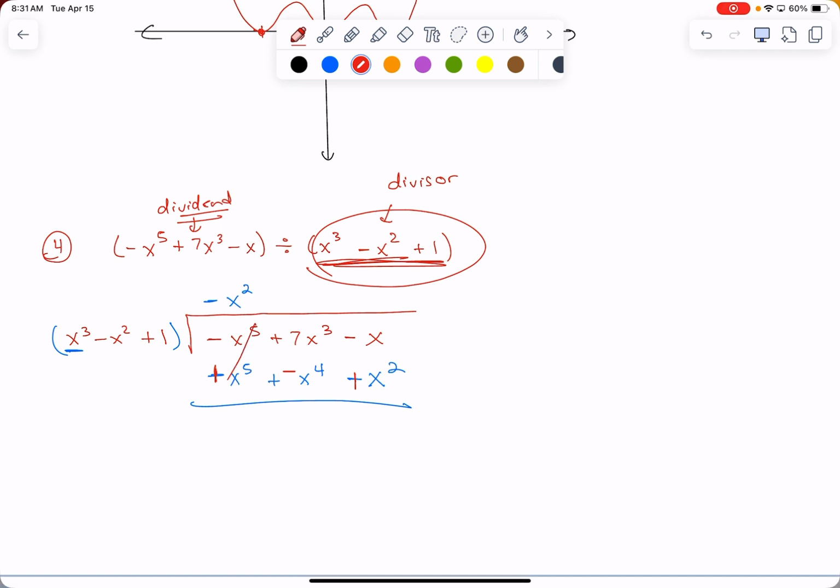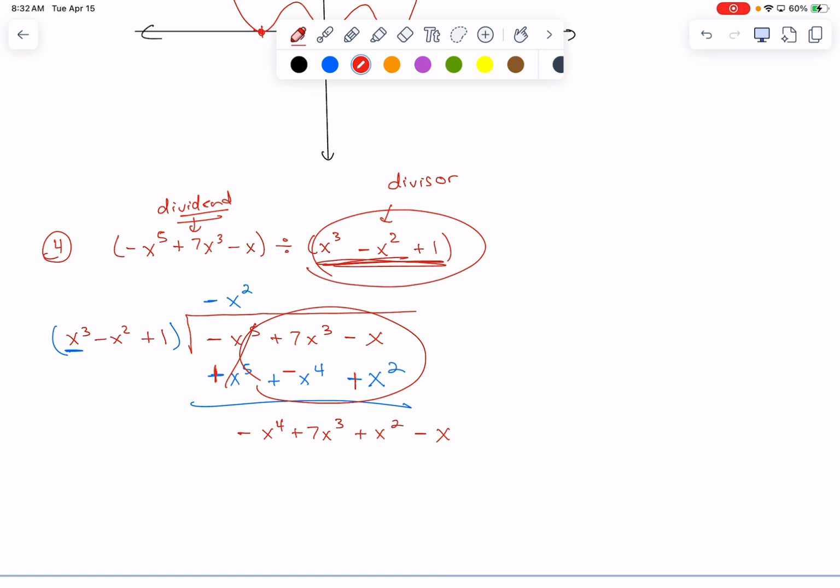All right, I'm going to copy the rest down in descending order, highest power to lowest power. You've got all this stuff here. Are there any like terms? So I'm going to go negative x to the 4th plus 7x to the 3rd plus x squared minus x. I'm just going to bring it all down and get it reorganized. That's what I do when you have missing terms, because otherwise it's just going to be a mess.